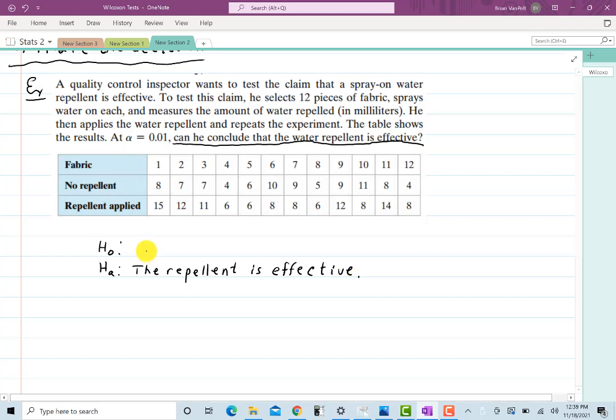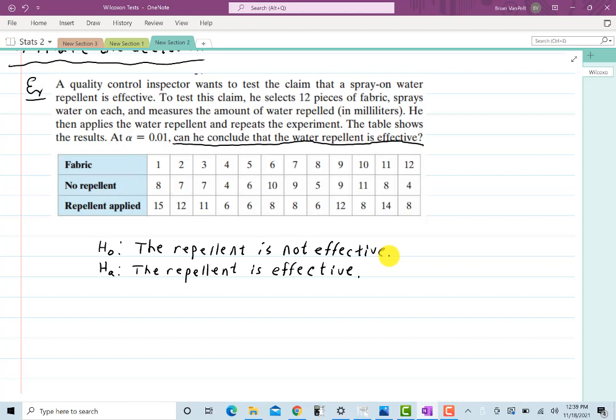So the H sub 0 then would say the repellent is not effective. Basically here you're saying that the amount of water that came off when we had no repellent was the same as the amount of water that came off when we used a repellent. So in other words, they're equal. That's why it goes into H sub 0. Anyways, let's go ahead and make up the table that I was suggesting for you.